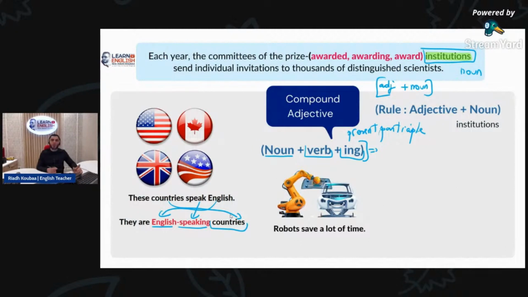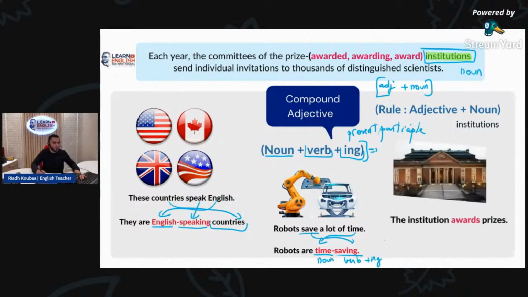Very good. Another example: robots save a lot of time. So why do we use robots nowadays? Because they are time, this is the noun, saving, this is the verb plus ing form. And this is our example.